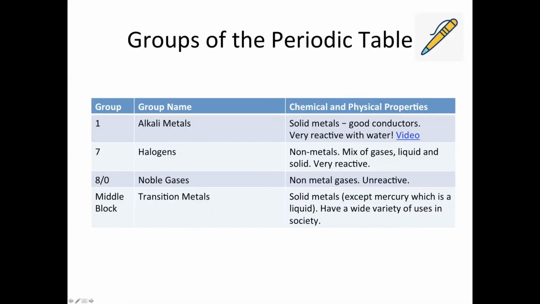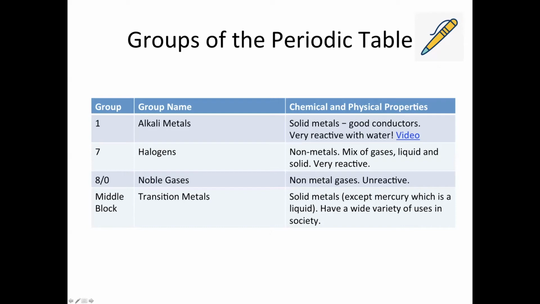So this is the wee summary of the groups which you can copy down in the table format. So we've got group number 1, which are known as alkali metals, group 7, which are the halogens, 8 or 0, which are the noble gases, and then we've got the middle block, which don't have a number, that are known as the transition metals. So let's have a wee talk about their chemical and physical properties now.